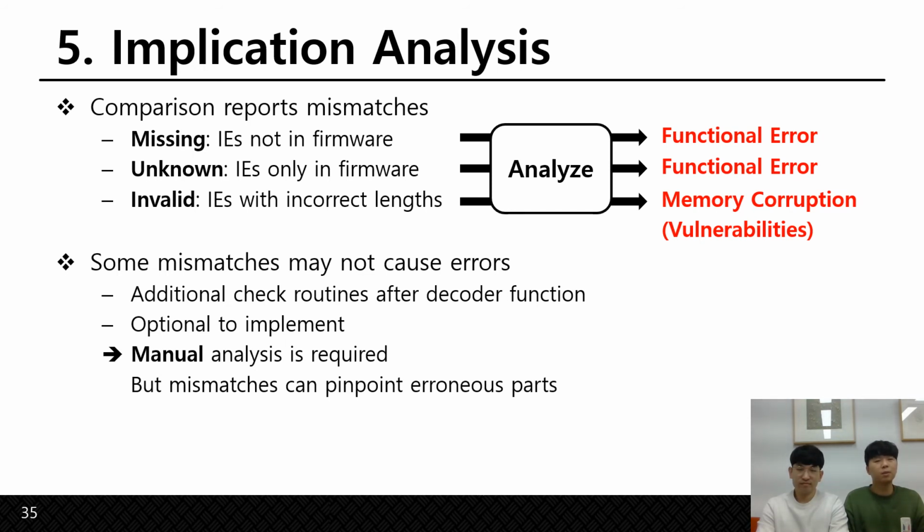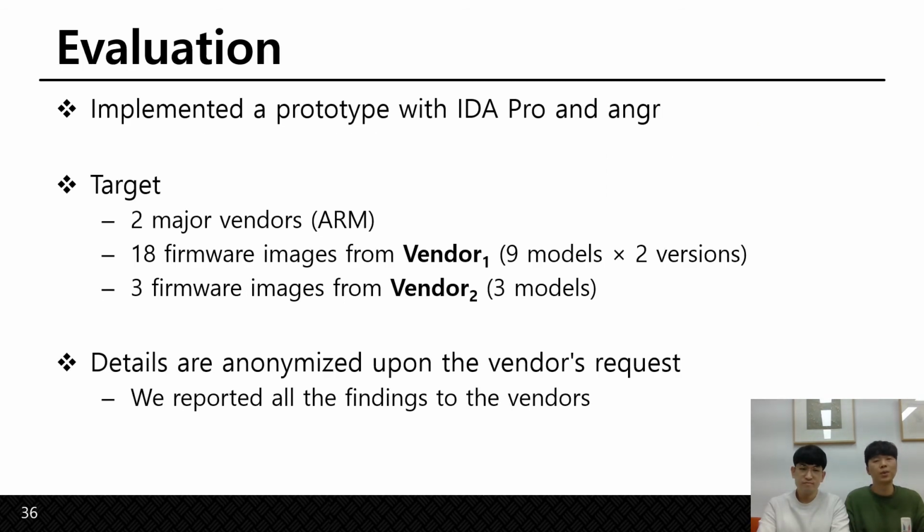Also, some optional features may not be implemented. Therefore, we should manually analyze the implication of mismatches. Meanwhile, mismatches can pinpoint which part should be analyzed. We implemented a prototype of BaseSpec using IDA Pro and angr.